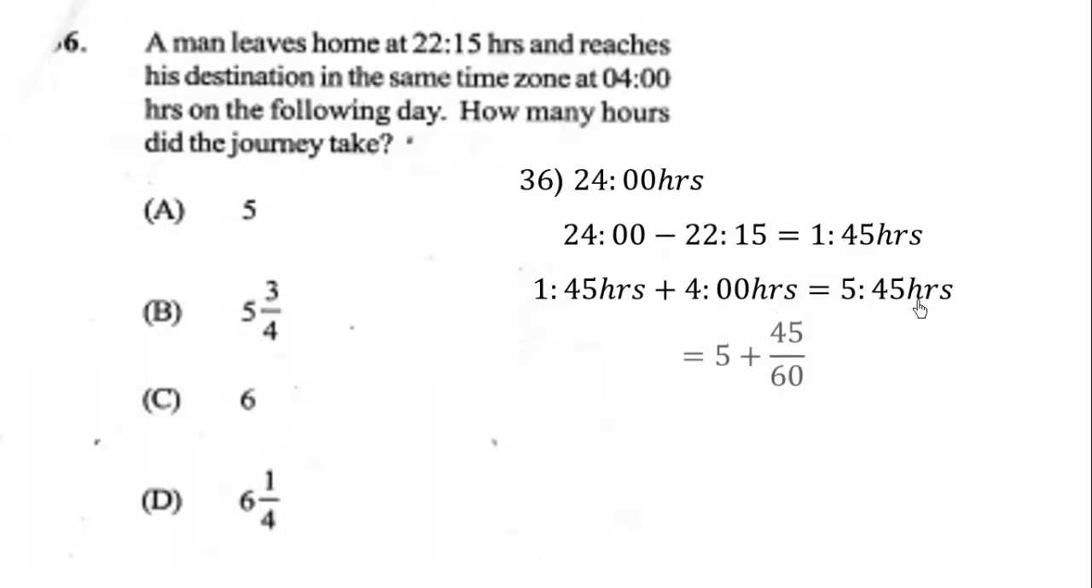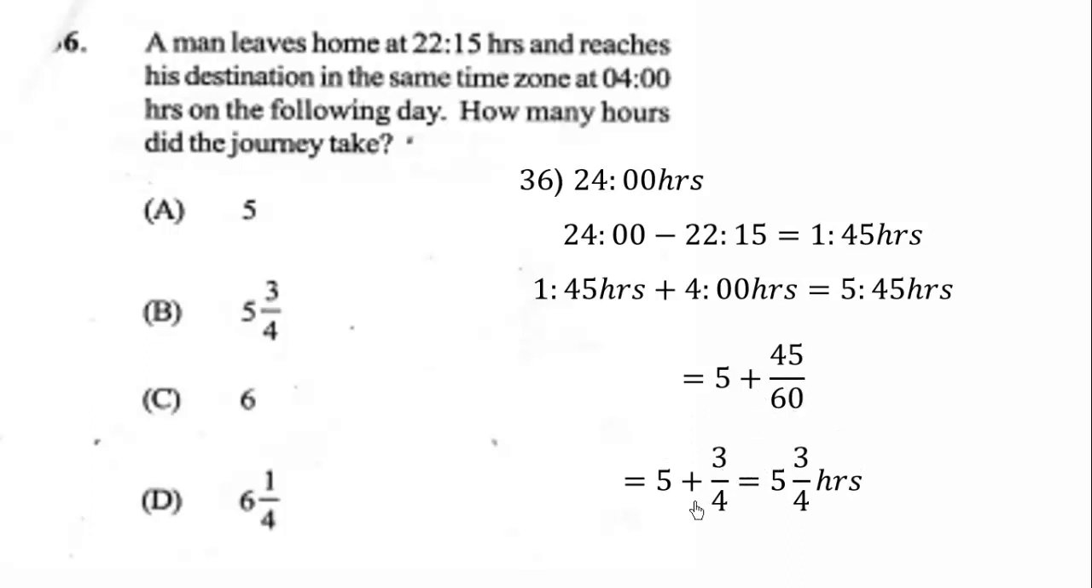And we need to convert the 45 minutes into hours by dividing by 60, and that will give us 5. We know 45 over 60 is 3 over 4, and when we simplify this we get 5 whole number 3 over 4 hours. Therefore, the correct answer is B.